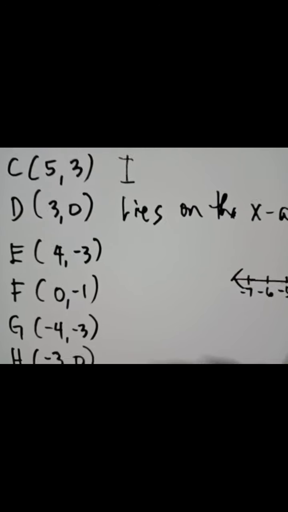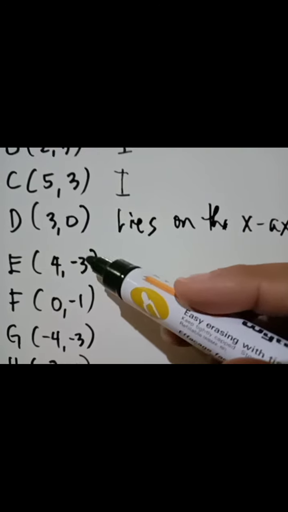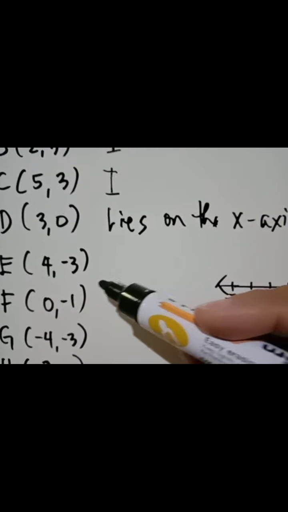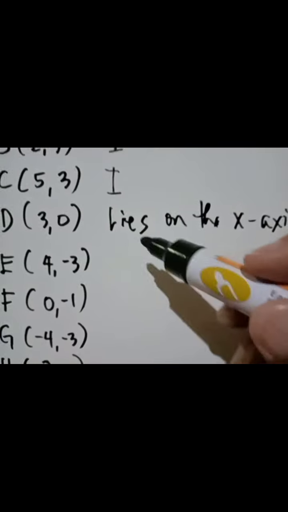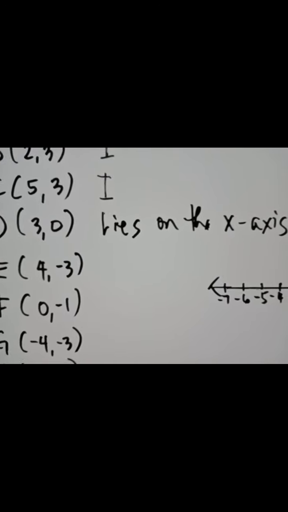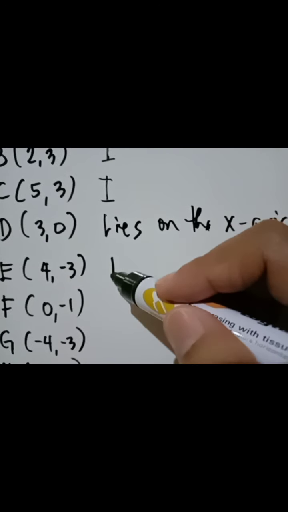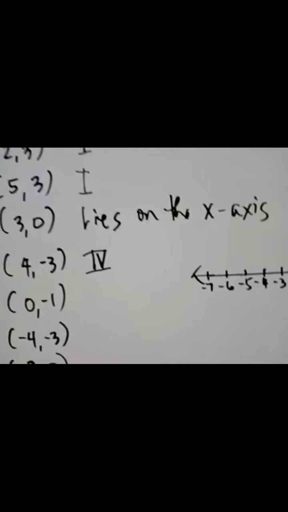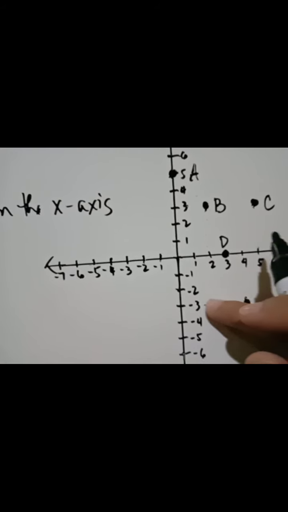Next, we have letter E, 4 and negative 3. A positive and a negative. So, it lies on the, positive and a negative. So, it lies on the, very good, on the fourth quadrant. Okay, in the fourth quadrant, you have 4 and negative 3. Where is the intersection? Okay. Let's remove this. So, you have here the E. Next is F.